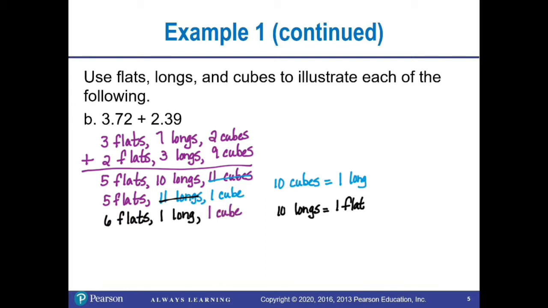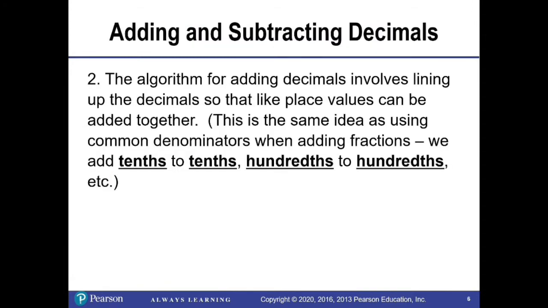6 flats represents 6 units or 6 ones. 1 long represents 1/10th, so I have a 1 in the 10ths place. And 1 cube represents 1/100th, and so I have a 1 in the 100ths place. And my answer is 6.11. When we're adding and subtracting our decimals, we want to line up our decimals so that the like places can be added or subtracted together. Now, this is the same idea of using our common denominators when adding fractions. We add tenths to tenths and hundredths to hundredths, and so on.